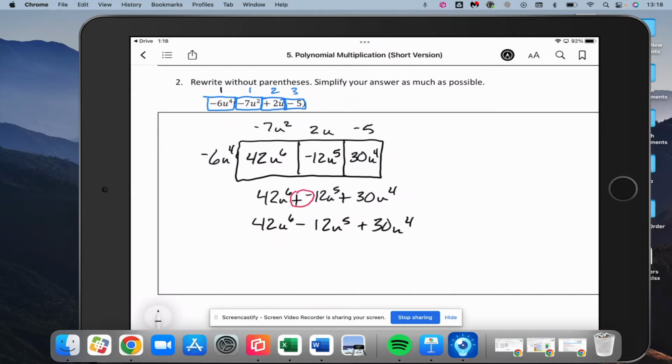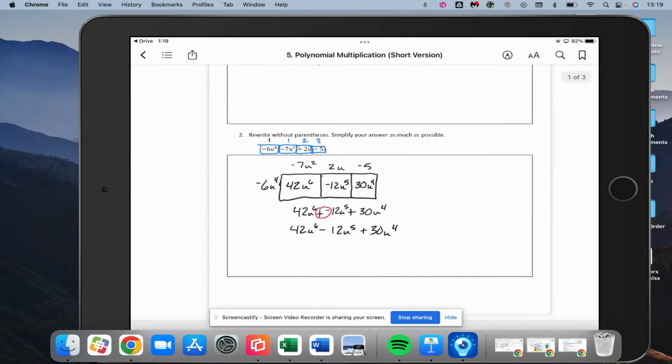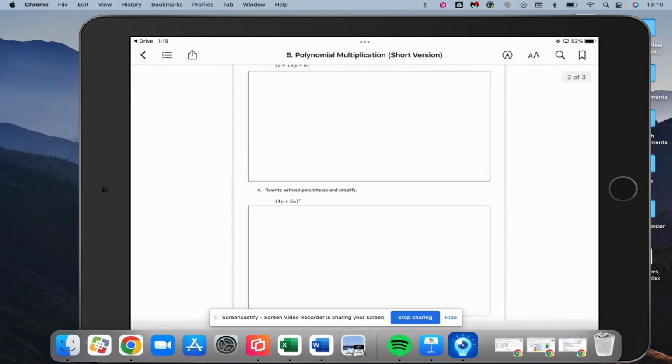Again, if you're using a different method to get the result, but you are still getting the same result that I am, I don't care. Use whatever method you like. For me, this box method or area model is a really great tool to help me stay organized. On to the next.